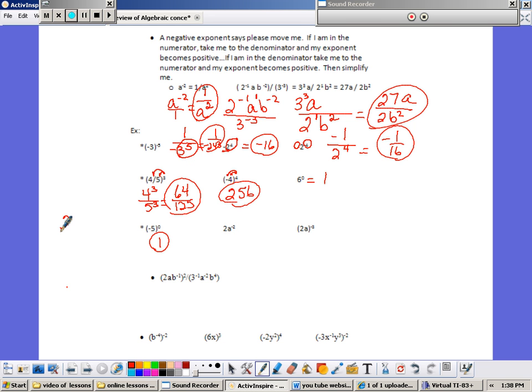Now, what if I had 2a to the 0 power? Well, the 0 power only goes to a, so that would be 1. I'd still have the 2, so that would be 2. So be careful that you're only taking the exponent to what it belongs to.